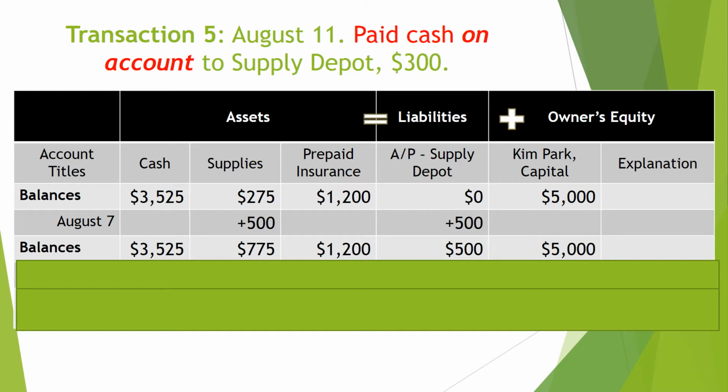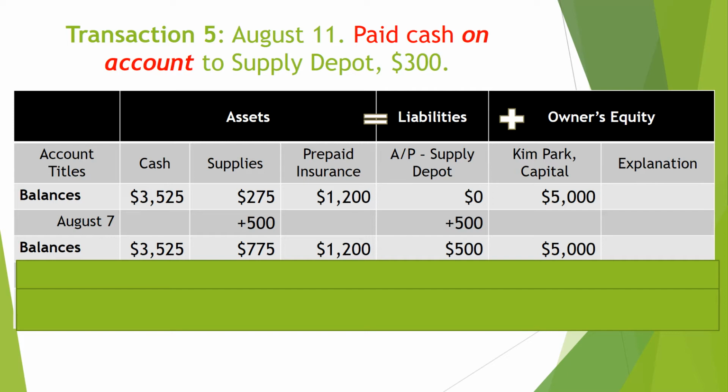Transaction 5, August 11th. Paid cash on account to Supply Depot, $300. Let's look at the two accounts that would be affected. We paid cash, so we know our cash account is affected. We also paid cash on account to Supply Depot, which means that our debt is decreasing. So debt is equal to liabilities, so we know our liability account will decrease. The two accounts affected, cash and accounts payable, Supply Depot.